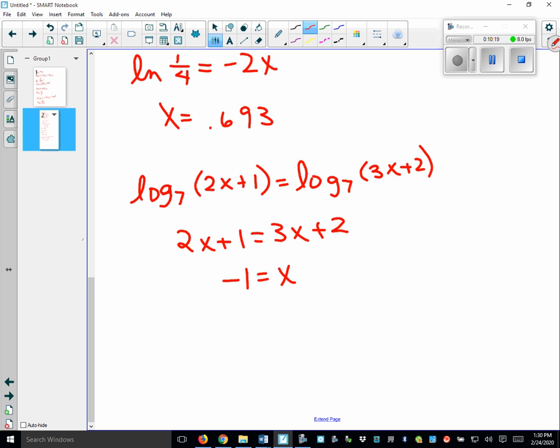Remember, when we have a problem like this, we have to check the answer we found to make sure it doesn't make it negative, right? If I put negative 1 in here, does it make this number right here negative? It cannot be negative, so my answer is no solution. Don't forget to check those.